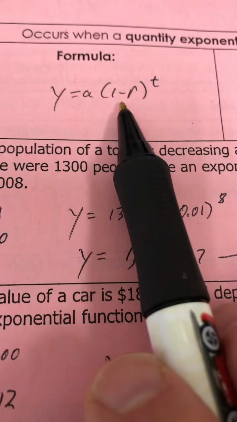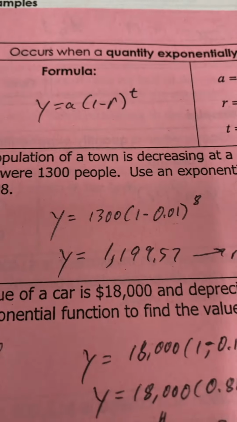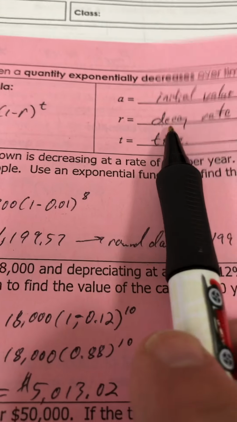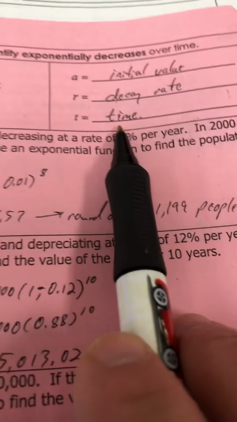Then we have the decay. The only thing that's going to be different with the decay is that you're going to subtract the rate. So the rate's going to be less than 1. We still have the initial value, and we call R now, instead of the growth rate, the decay rate, because we're subtracting, and the time.